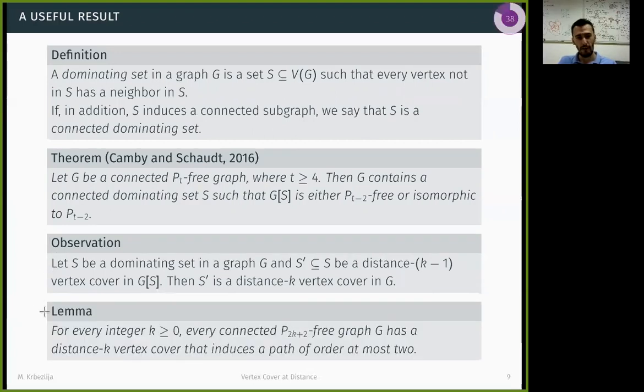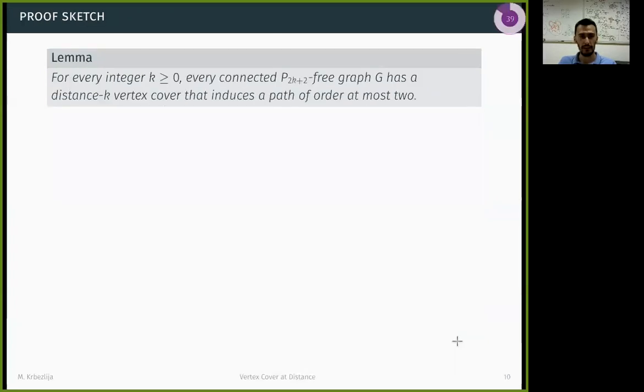Those two, that is the theorem and the observation, can be used to prove the following lemma that says that for every integer k greater than or equal to 0, every connected P_{2k+2} free graph G has a distance k vertex cover that induces a path of order at most 2. Now let's see how we can prove this lemma. We will do it by induction on k.